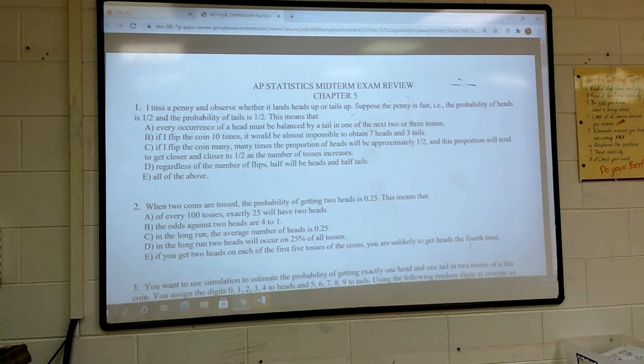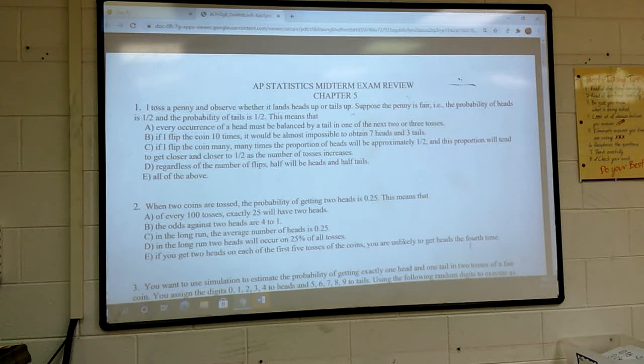So does it land on heads or tails? Suppose the penny is fair. That means it's just a regular penny that we have. And the probability of heads is 1/2 or 0.5, and the probability of tails is 1/2 or 0.5. That means that, what? C. We have C. If I flip the coin many, many times, the proportion of heads will be approximately 1/2, not necessarily, but close to it. And the proportion will tend to get closer to 1/2 as the number of tosses increases. And that is true. C.